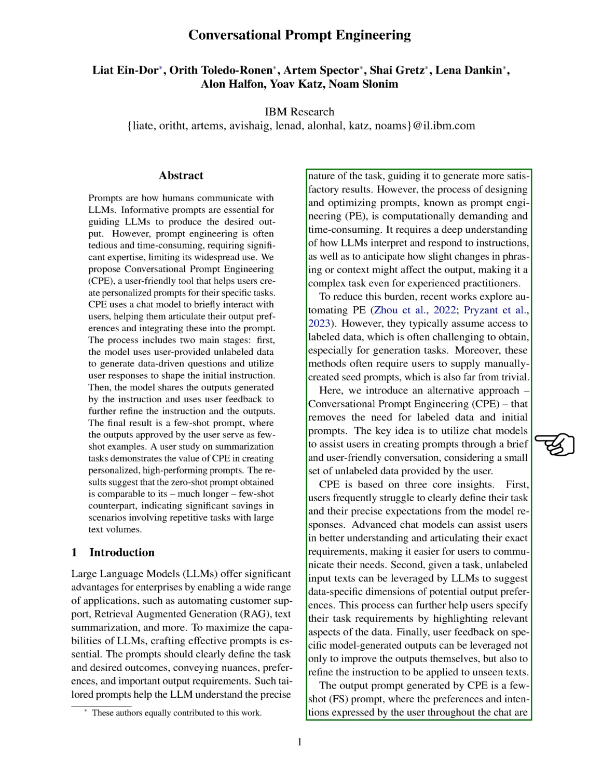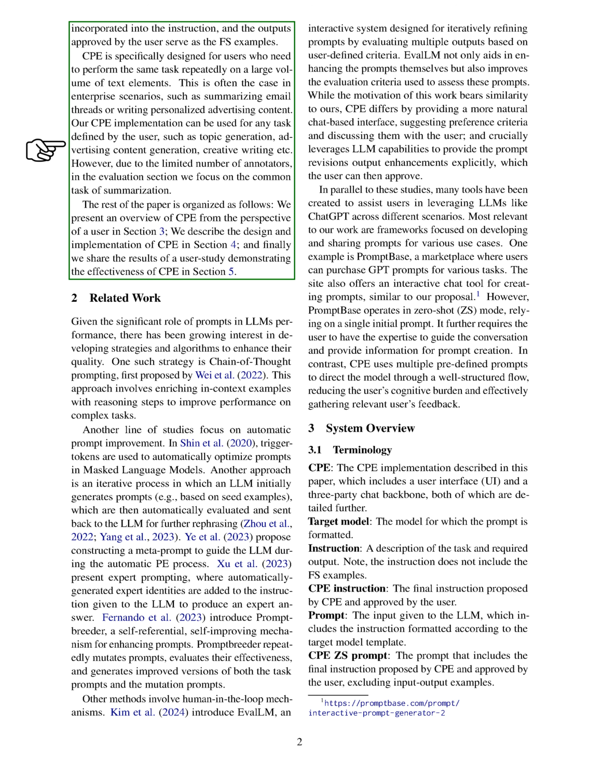CPE is built on three key insights. First, users often find it difficult to clearly express their tasks and expectations. Advanced chat models can help users articulate their needs more effectively. Second, for a given task, LLMs can analyze unlabeled input texts to suggest specific output preferences, helping users refine their requirements. Lastly, user feedback on model-generated outputs can be used to improve both the outputs and the instructions for future tasks. The prompts generated by CPE are few-shot prompts, incorporating user preferences and examples from the conversation.